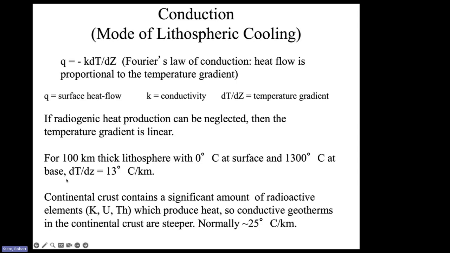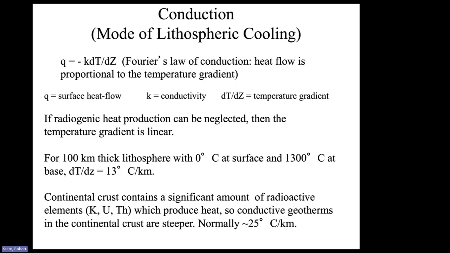So for say a 100 kilometer thick lithosphere with 0 degrees at the surface and 1300 degrees at the base, which is what we think the asthenospheric temperature is, that dT/dz is, by simple math, 13 degrees per kilometer.